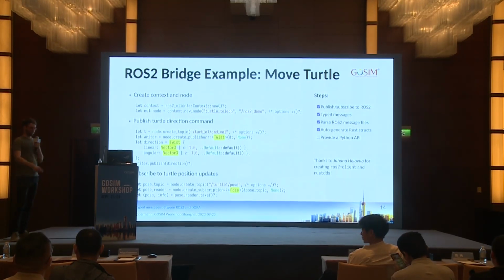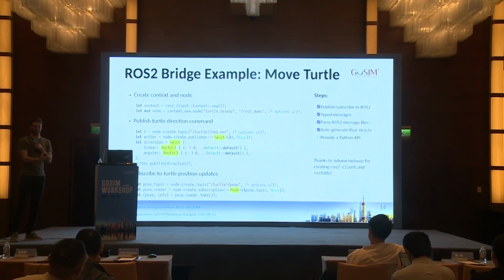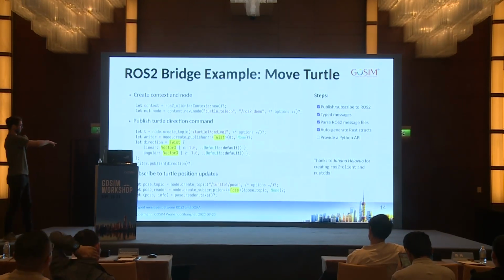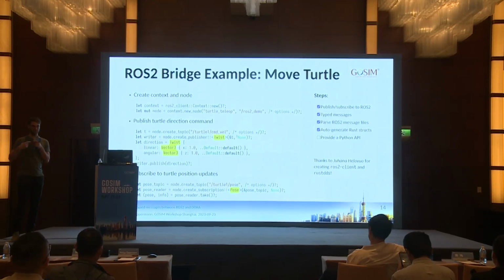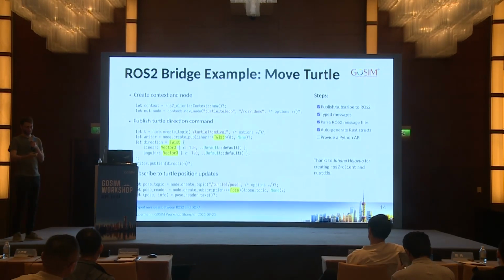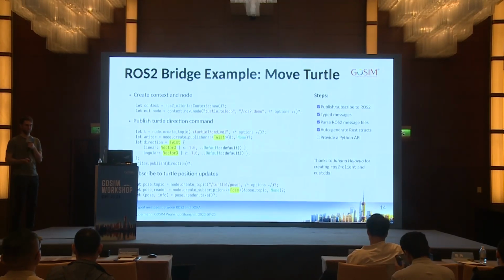Subscribing is also quite simple. We just need to specify our topic name again. In this case, we want to subscribe to the position. And we need to specify the type here too, because otherwise we won't be able to read the messages. So here, this pose in square brackets is important, because otherwise we wouldn't be able to make sense of the incoming messages. We need to know the type in order to read it. Once we specify that, we can use the take function, for example, to wait for the next message and read it out.